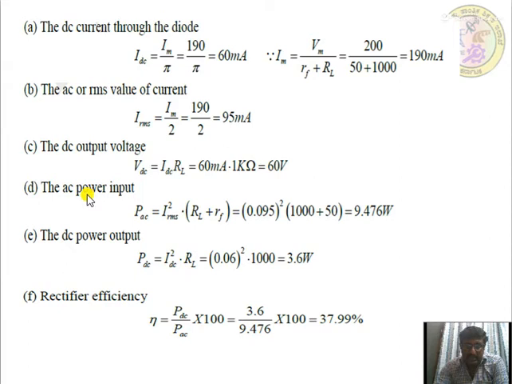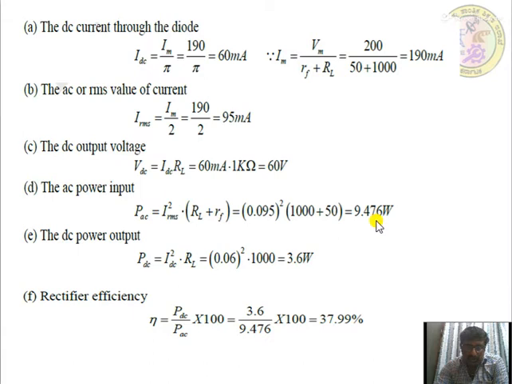Next, the AC power input. PS is equal to I²RMS into (RF plus RL). We have already calculated the IRMS value, that is 95 milliamps. So it is 0.095 squared into (1000 plus 50), that is RL plus RF. If we calculate it, we will get the value as 9.476 watts.